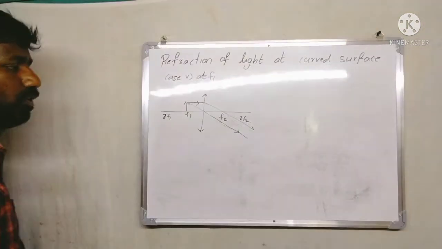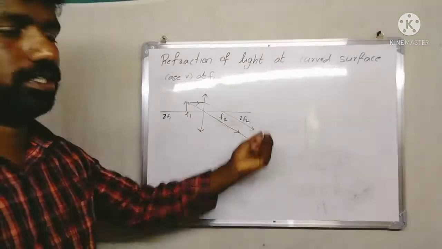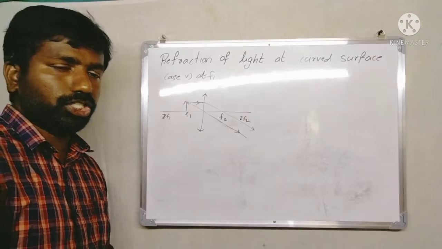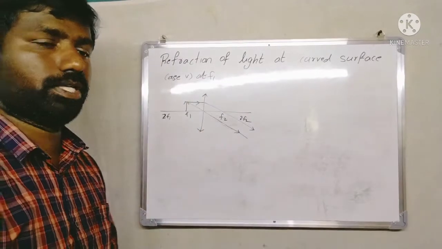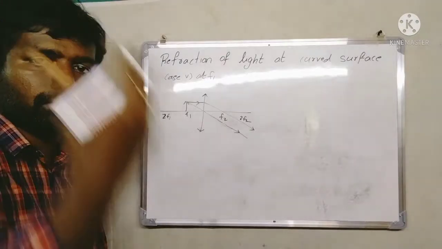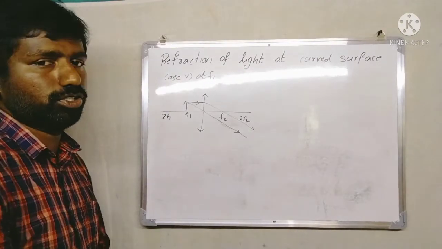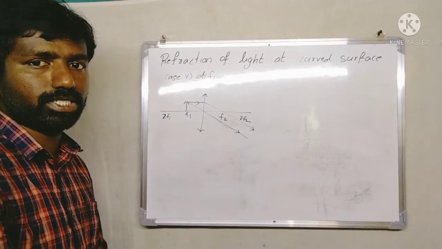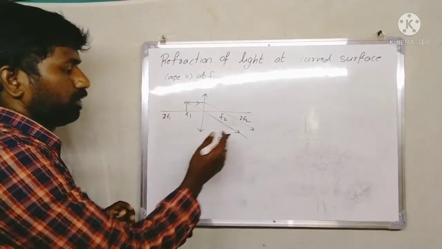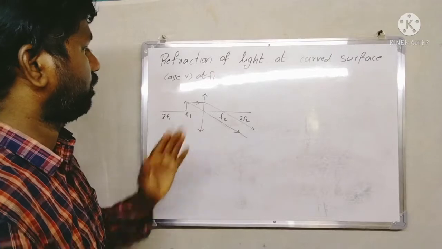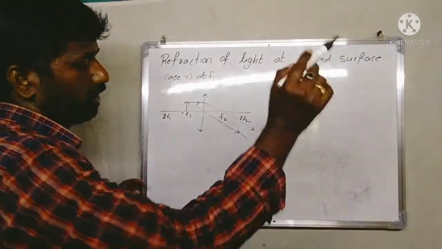So if you look at this diagram, these refracted rays are parallel to each other. They are not going to meet anywhere. We cannot find where the image position is. Maybe it is at infinity distance. So simple thing: the object is at F1, then we'll get the image at infinity distance.